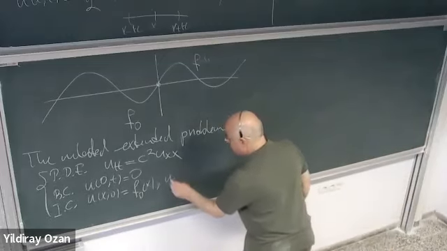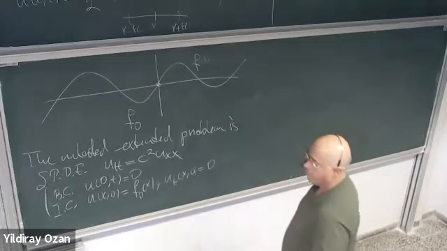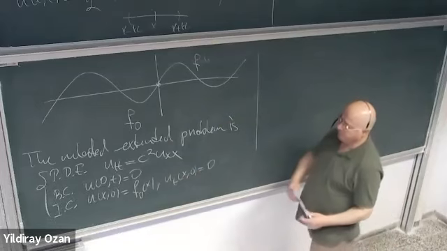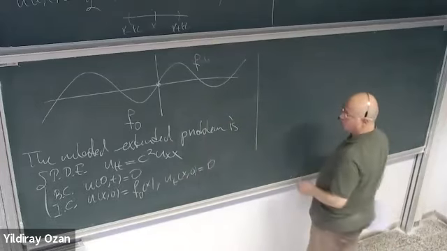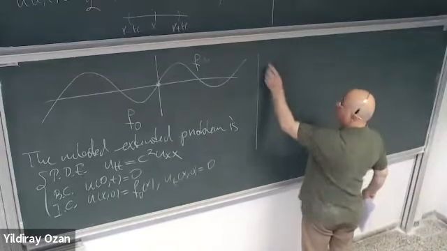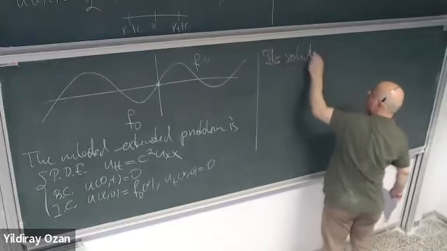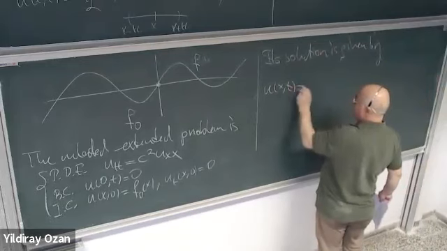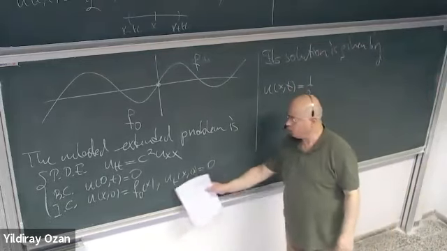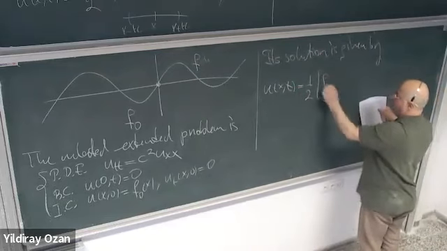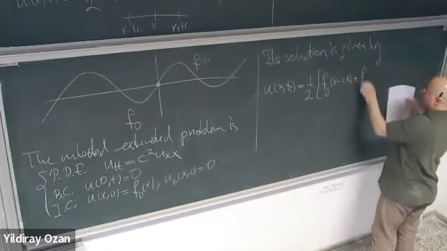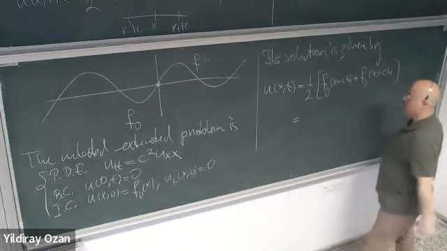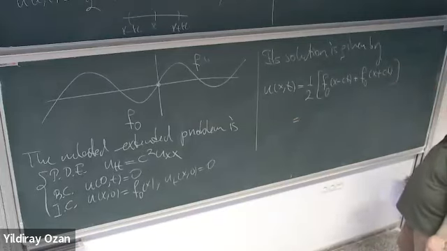The u_t is still zero. So what is the solution of this? Right, we know how to solve this. What is the solution of this problem? Its solution is given by u(x,t) is just 1 over 2, right? There is no g term, there is only the f term, and it is f odd of x minus ct plus f odd of x plus ct.